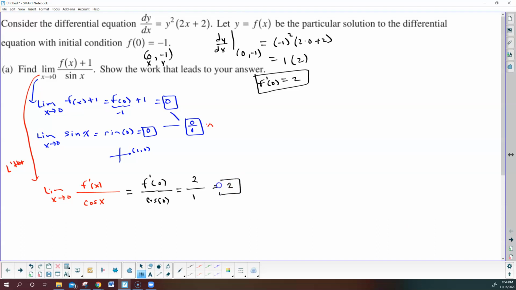There is my limit. Okay. This is the work that you needed to show. If you skip any of that work, you're not going to receive full credit.